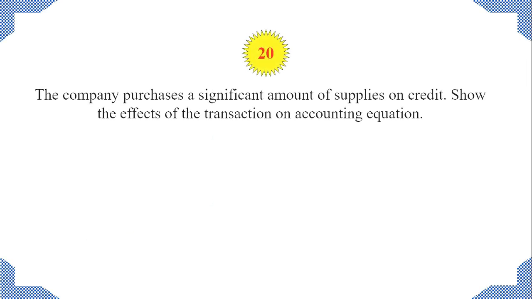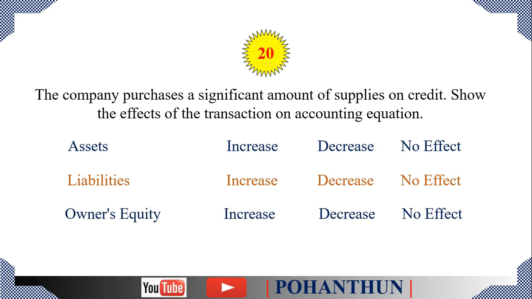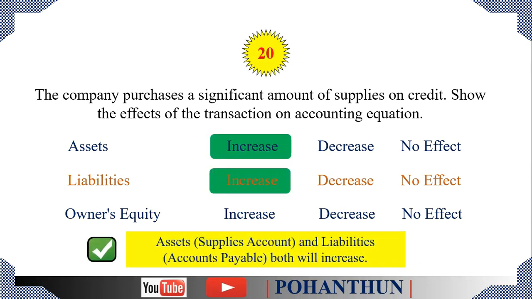Question number 20. The company purchases a significant amount of supplies on credit. The company's assets increase as it acquires supplies, representing inventory or materials that can be used in its operations. However, since the purchase is made on credit, it increases liabilities, accounts payable.